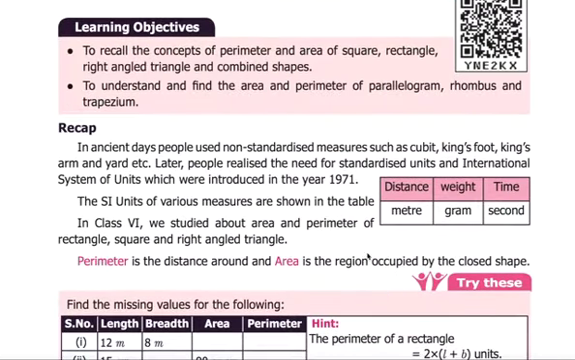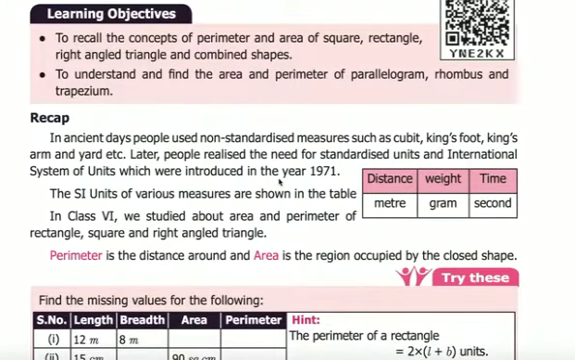So what are the learning objectives here? To recall the concepts of perimeter and area of square, rectangle, right angle triangle, and combined shapes. To understand and find the area and the perimeter of parallelogram, rhombus, and trapezium. So the second part is really important.